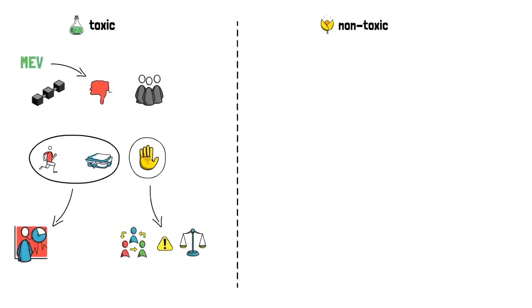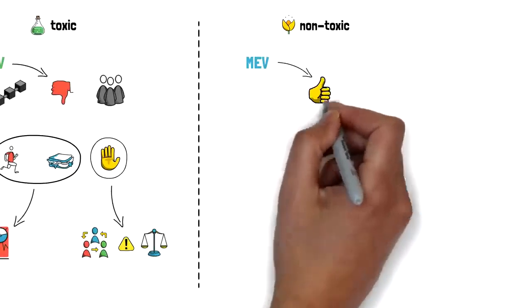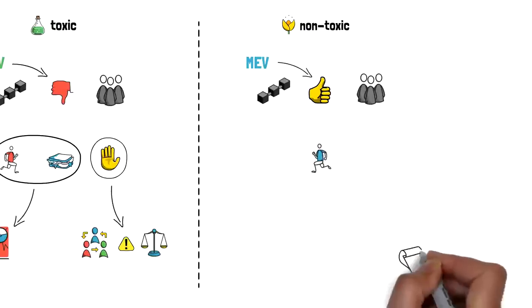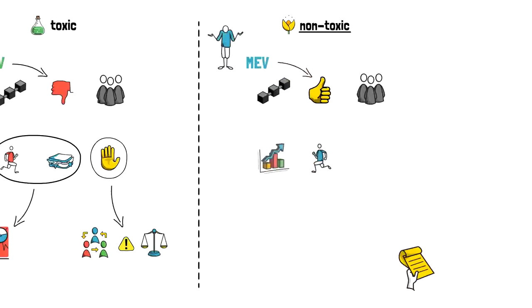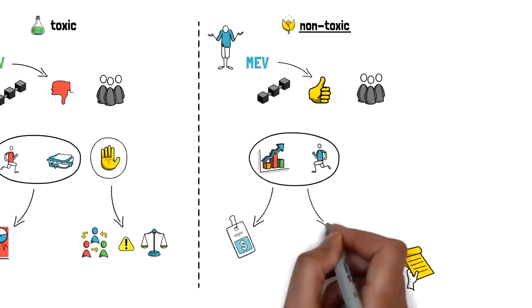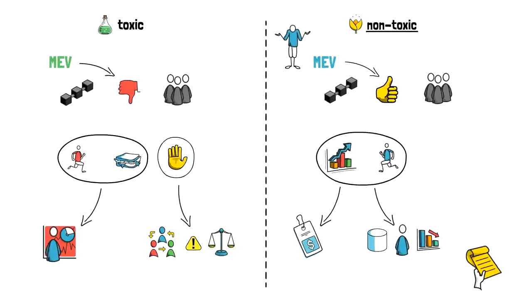Non-toxic MEV, on the other hand, refers to the form of MEV that doesn't negatively impact users or the integrity of the blockchain. Backrunning serves as a prime example of this. However, it's worth noting that the classification of MEV as non-toxic can be subjective. As an example, while arbitrage and backrunning lead to more efficient prices, they also lead to losses for liquidity providers. As we can see, it's helpful to classify MEV as it allows us to understand its impact better.